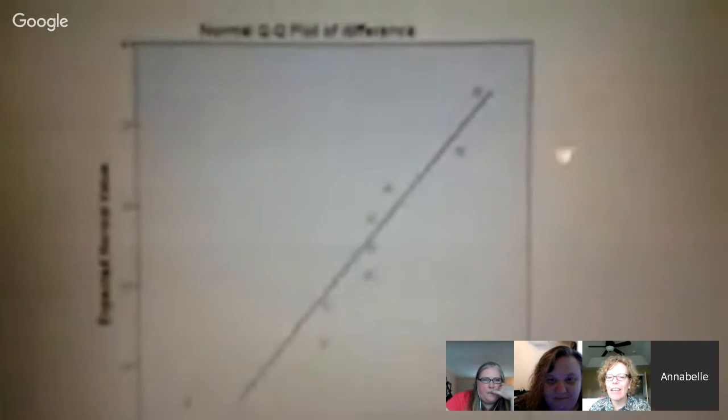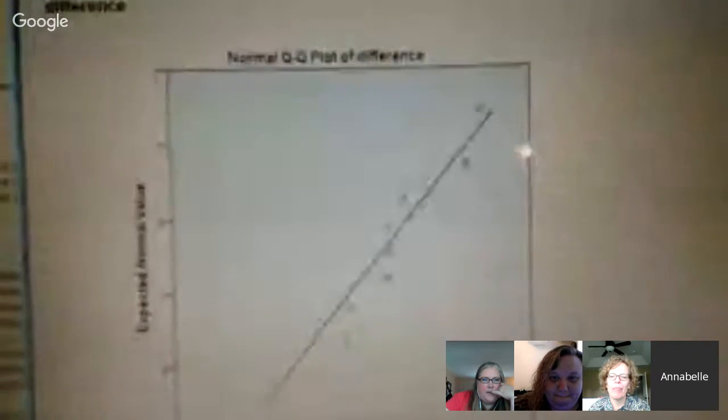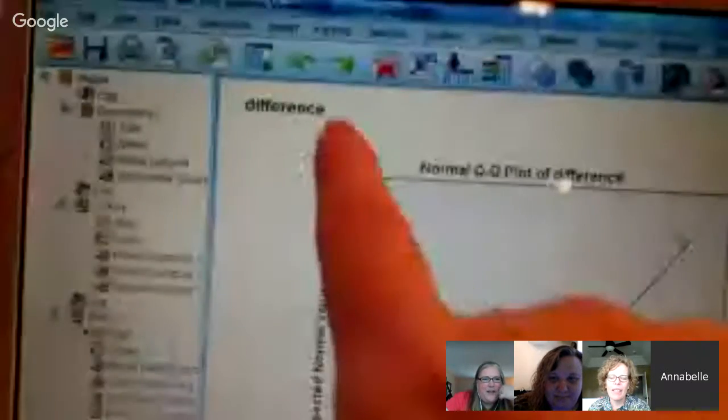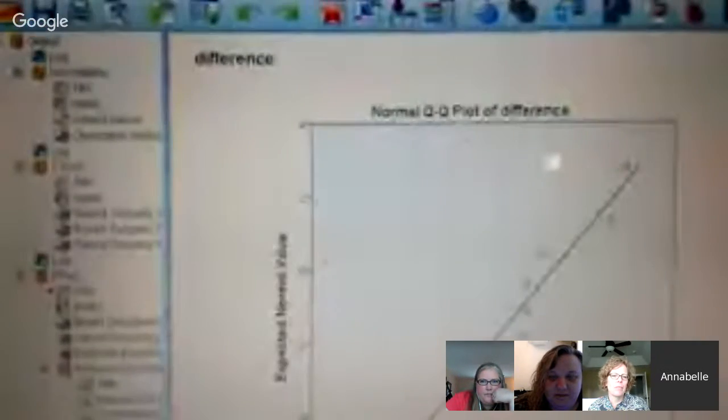I saw some chocolate. Oh, here we go. Talk when you're doing it. That's what yours looks like, right? Yeah, that's what mine looks like. Okay, wait, mine's a little bit different. Hold still. Are you looking at your difference? That's the thing. You must be looking at your QQ plot.